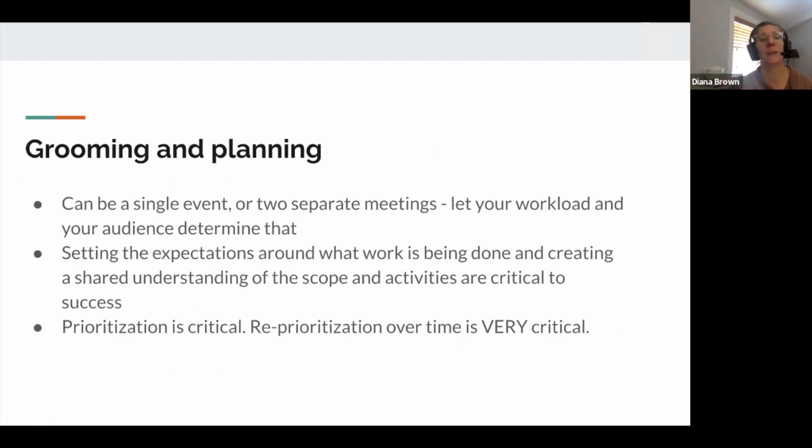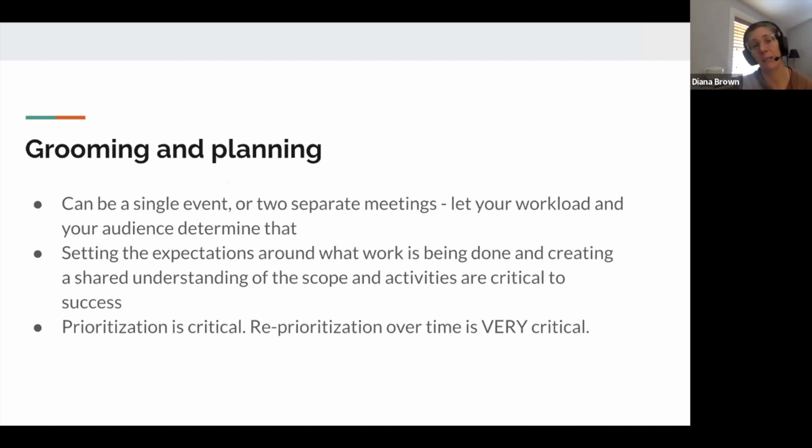Grooming and planning is my favorite thing. I think teams that put effort into these activities tend to be more successful with their outcomes and hitting dates and delivering the right things at the right time. Many teams treat this as a single event. I will be candid, some teams skip this altogether. I do not recommend that.